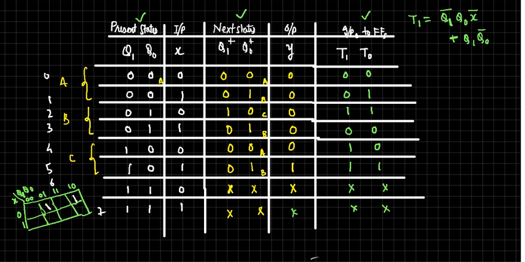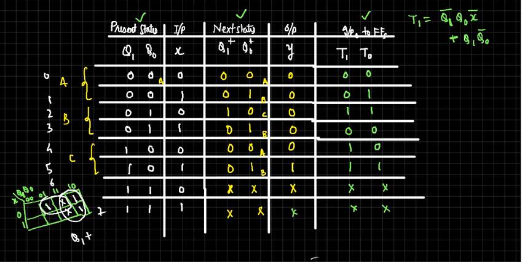Now what is the expression? Tell me the expression. Now how can you combine this? I can combine like this. Tell me the expression. What is this? It is Q1. No, this is only Q1, right? Plus. This is what? Q0 x bar. Yes, Q0 x bar. You should get this expression for T1. Are you all getting this? Doesn't matter what way you solve the K-map, you must get this expression. So it is Q1 plus Q0 x bar.